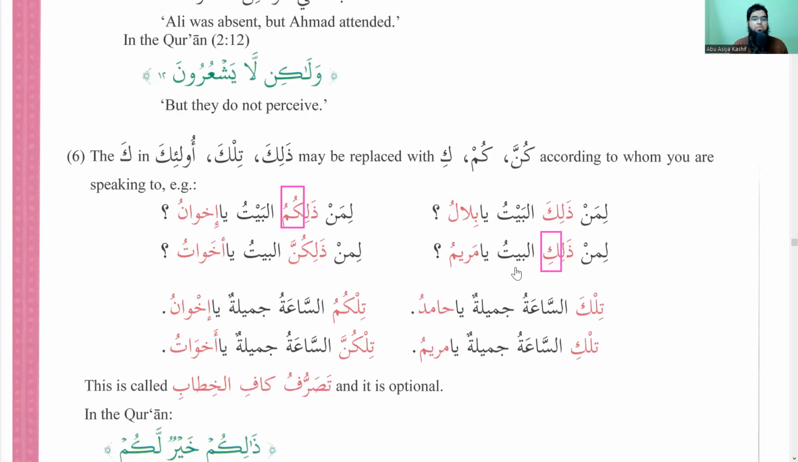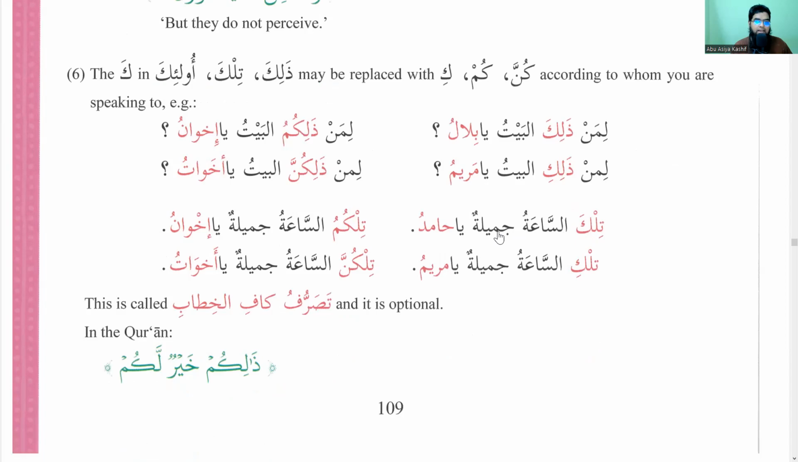So the verse فأقبلت امرأته في صرة فصكت وجهها. She hit her face, right? فأقبلت امرأته في صرة فصكت وجهها وقالت عجوز عقيم قالوا كذلك قال ربك إنه هو الحكيم العليم قال فما خطبكم أيها المرسلون. Okay, so ذلك is changed. كذلك قال ربك. لمن ذلكن البيت يا أخوات. Whose house is ذلكن, changed. بيت يا أخوات ذلكن. Okay.